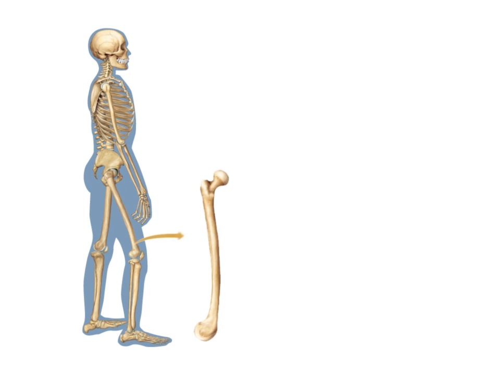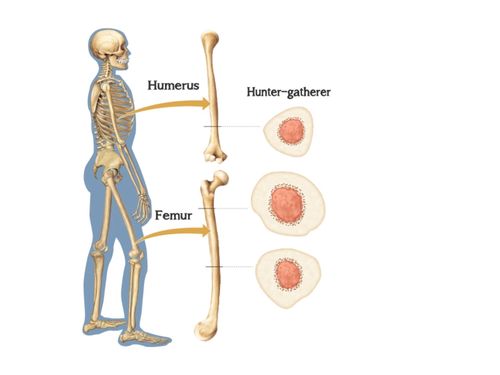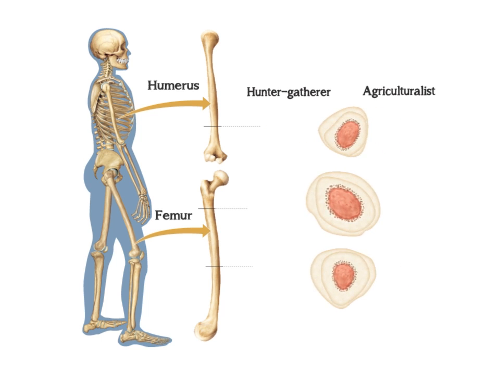By comparing the cross-sections of bones from different groups, anthropologists can better understand the variation in physical activity in the past. Hunter-gatherer groups tended to have greater bone strength than agriculturalists, suggesting that the physical activities of hunter-gatherers was probably more rigorous.